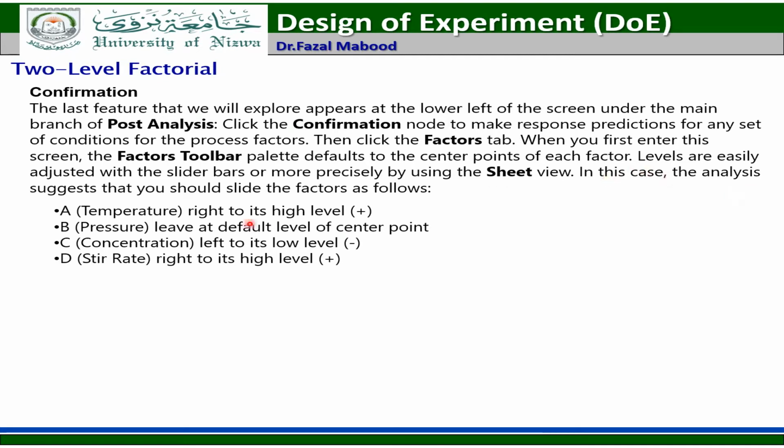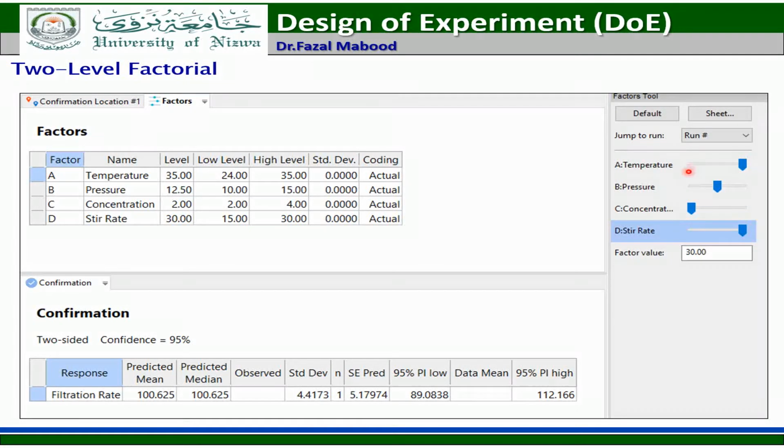Pressure, leave at default level. This is what the model is suggesting. Concentration, left to its low level, because you remember in the beginning I told you the objective was to reduce the concentration of formaldehyde. And the D, right to its high level. And when you put this, you can slide from here, this is the slide bar. So here the temperature is toward the highest value, pressure is a default value, and the C concentration should move toward the left side to the minimum value, and the stirring rate should be at the high.